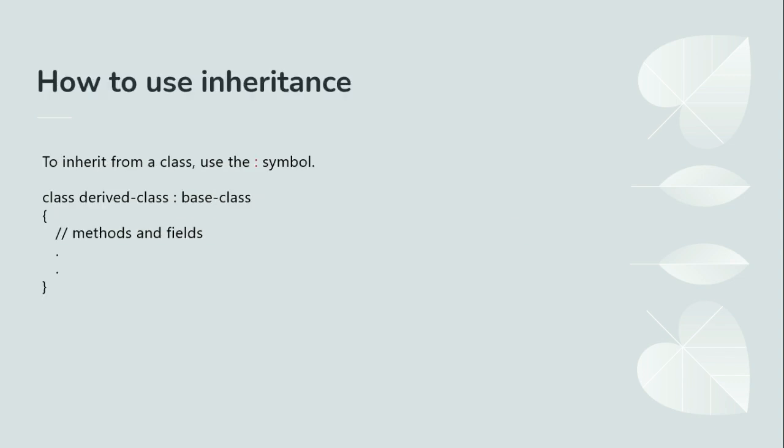So how to use inheritance? To inherit a class we need to use this symbol. So you can see the key syntax. Our class, then our new class name, and then that symbol, and then our parent class, and then we can define methods and fields whatever. Okay, let me show you a live example.